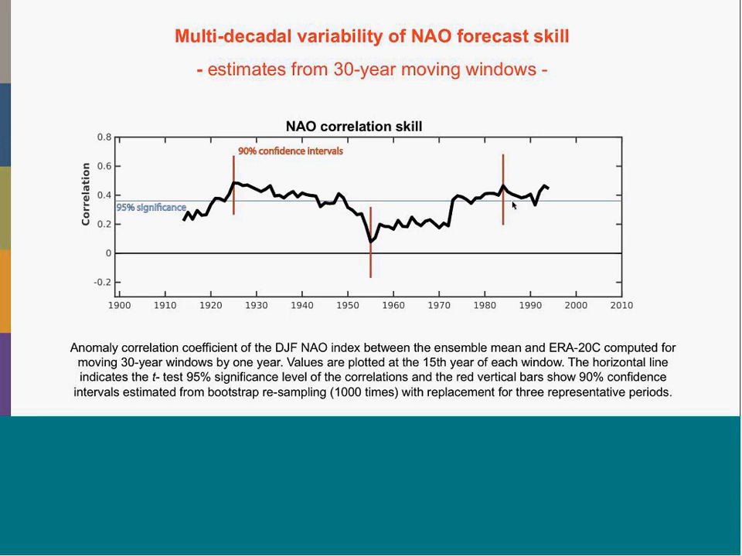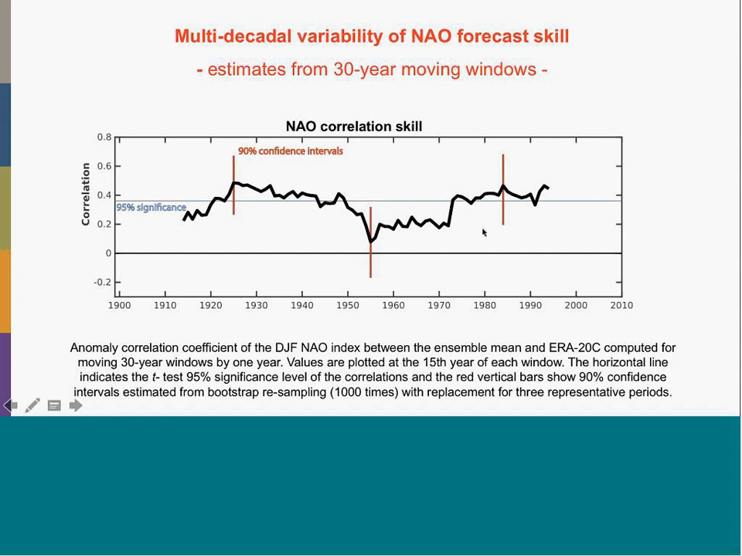As I said, the estimates are positive throughout the entire century, but there are coherent groups of multiple decades where our analysis suggests that the skill over the different 30-year periods exceeds the 95% level. And these are the periods in the most recent years that were dominated by positive NAO winters, and also more towards the beginning of the century, between the 1920s and 1950s, roughly. The skill is lower, though still positive, in the periods centered between the early 1950s and the mid-1970s.